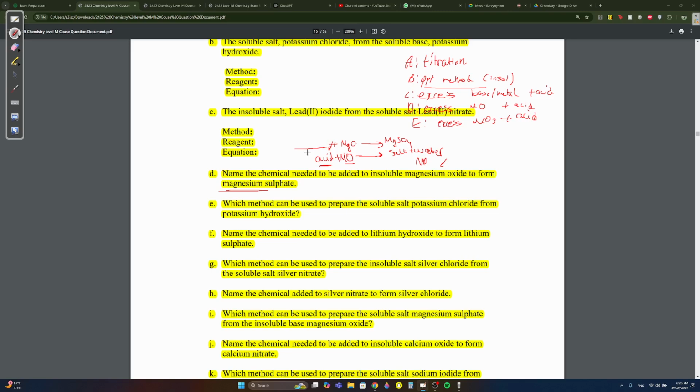So we need to add an acid. What does an acid always have? H. Okay, Mg with Mg. What do we have? SO4. So can we write HSO4? No, it's H2SO4. I don't want you to waste time to crisscross and whatever. Anytime the acid has SO4, just put H2SO4. Okay. Which method can be used to prepare the soluble salt potassium chloride from potassium hydroxide? KOH.